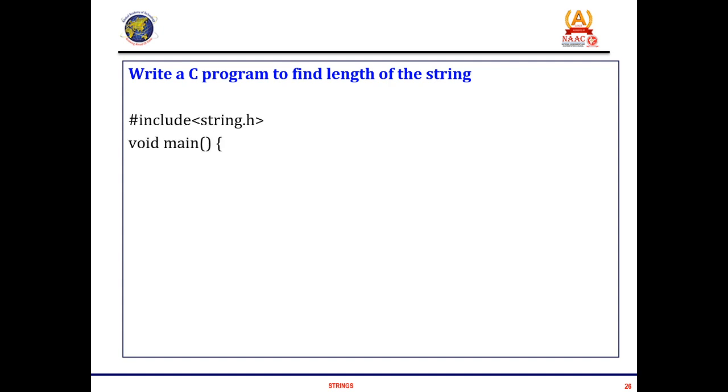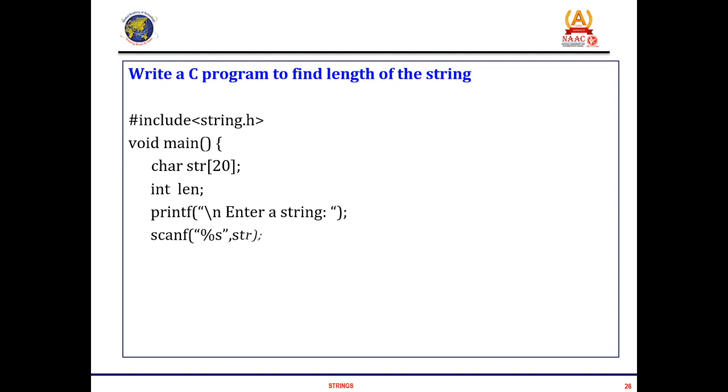Now let us look at the simple version of finding the length of the string. As usual, I have a header file called #include <string.h>. I have a declaration statement where str is an array whose dimension is 20. I have an ordinary integer variable called len. So these two things I don't need to explain to you. I am trying to enter a string, and whatever I enter will be stored in a character array called str. And then I find the length of the string using strlen.